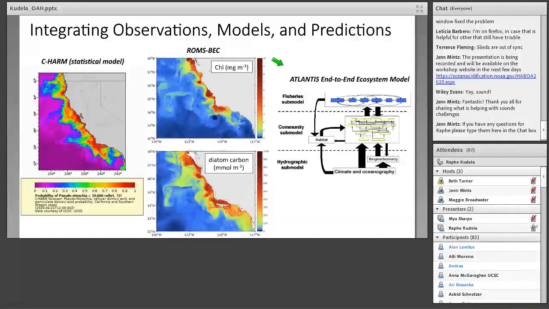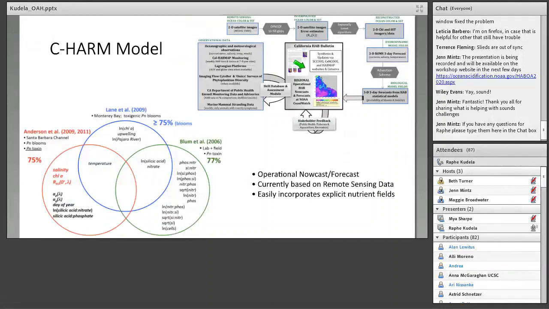And of course, if we go up into the fisheries groups and the OA groups, they're really interested in combining all of this into things like the Atlantis end-to-end ecosystem model, where we can actually start to map out ecosystem structure and pathways and how things are interacting with each other. And so I would argue very strongly that this is exactly the direction that HABs need to go in as well. And if you're building these models for OA, it's not that difficult to take that same model and use it to address harmful algal bloom questions.